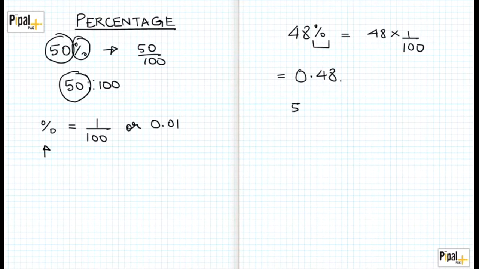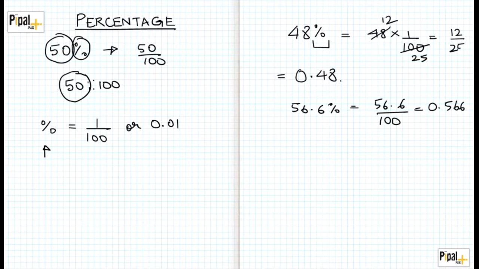Let's say if we had 56.6%, it would become 56.6 divided by 100, which is equal to 0.566, right? So this bit is fairly straightforward. What we can also do with this is let's go back to 48%. What we can also do here is that 48 upon 100 can be expressed as 12 and 25. We can cancel out the common factor 4 and we get 12 upon 25. So we've expressed a percentage into fraction and we've also expressed a percentage into decimal, right?